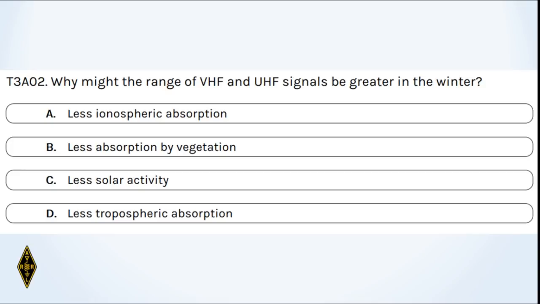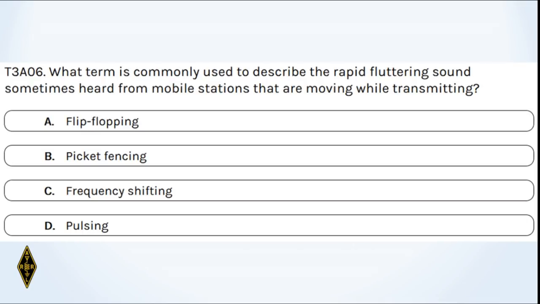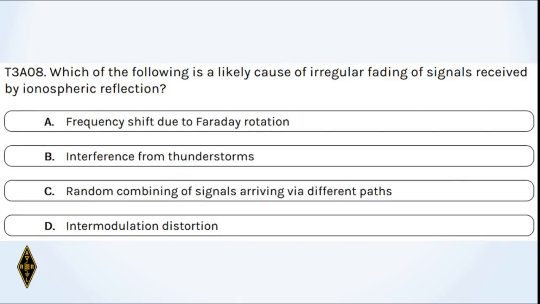Why might the range of VHF and UHF signals be greater in the winter? The leaves are off the trees, you've got less vegetation. And what term is commonly used to describe the rapid fluttering sound sometimes heard from mobile stations that are moving while transmitting? That's picket fencing. And which of the following is a likely cause of irregular fading of signals received by ionospheric reflection? It's the random combining of those signals arriving via different paths.